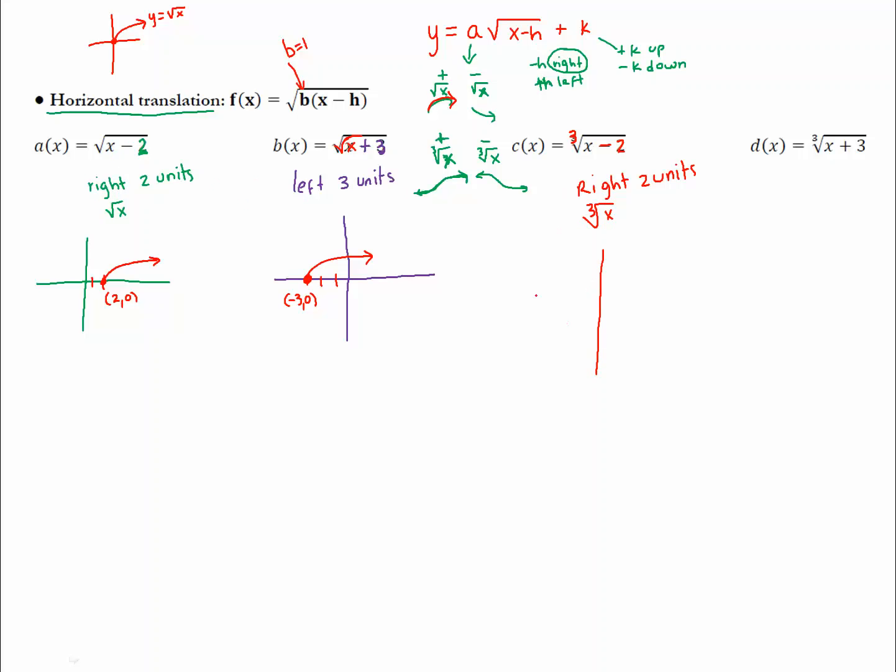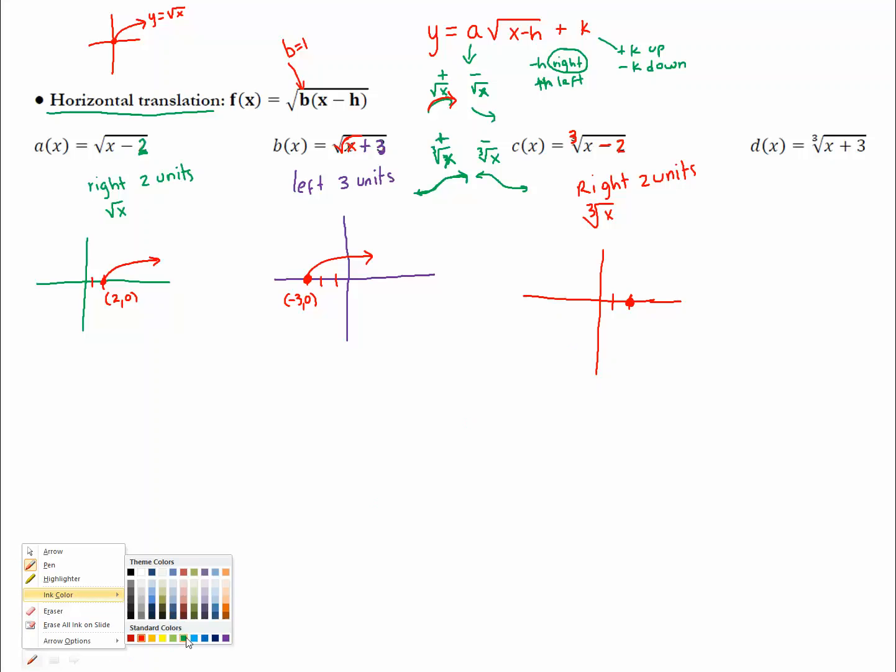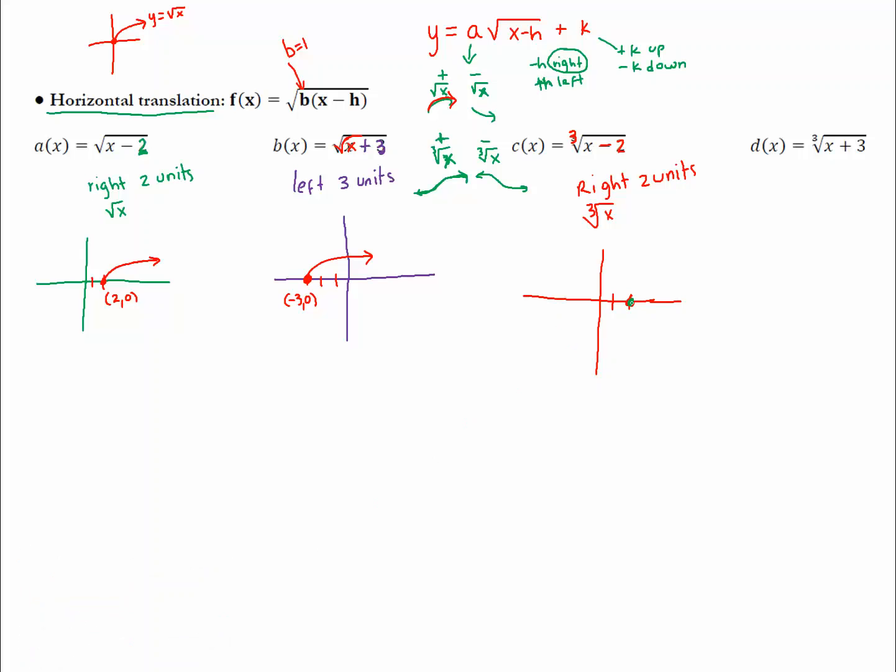All right, let's first draw the scale, x and y. And let's move to the right 2 units. 1, 2, right here. And this point would be 2, 0. And this is the cube root of x, and the cube root of x is that s-looking thing. And it's positive, so it's going to do this.